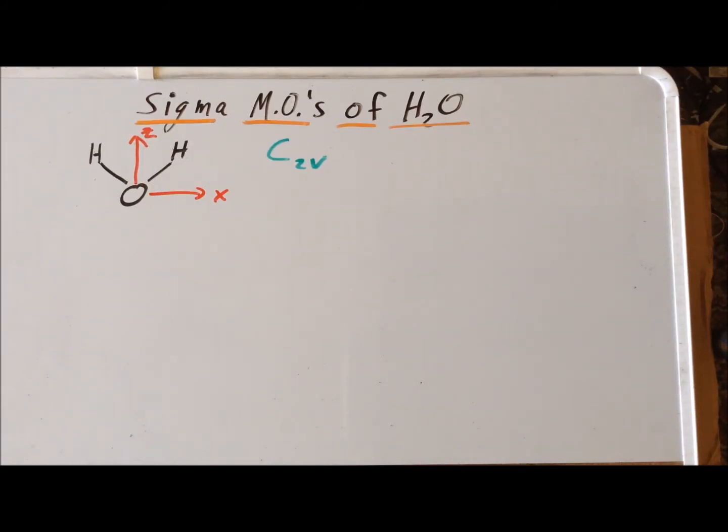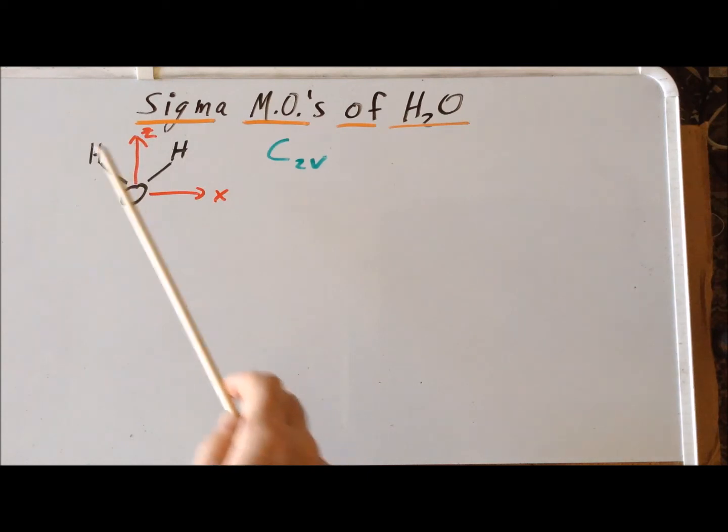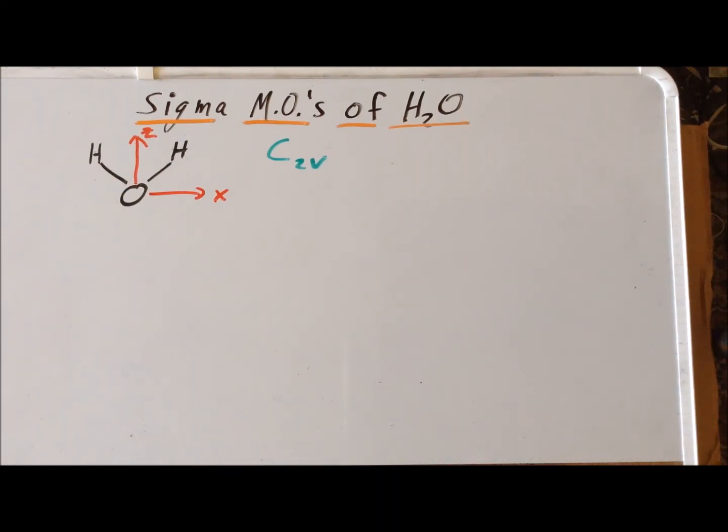Hello. In this video, we are going to derive the sigma molecular orbitals of water using group theory. Recall that water has this particular structure. It belongs to the point group C2V. If we draw it as a planar compound in the plane of the whiteboard, this particular axis is the x-axis. Up and down is the z axis, and the y-axis is perpendicular to the whiteboard.